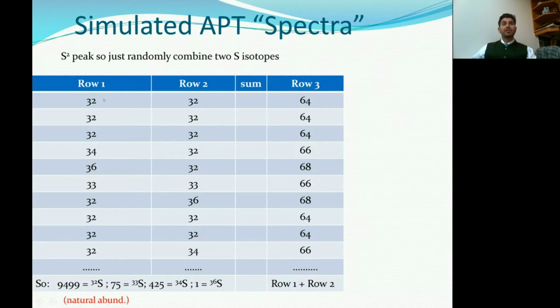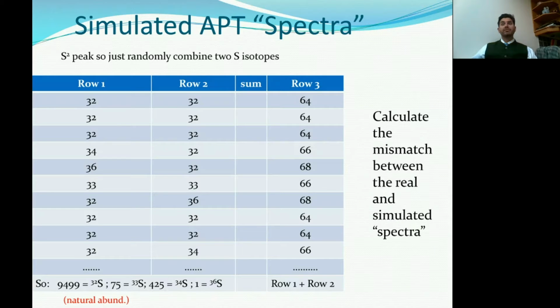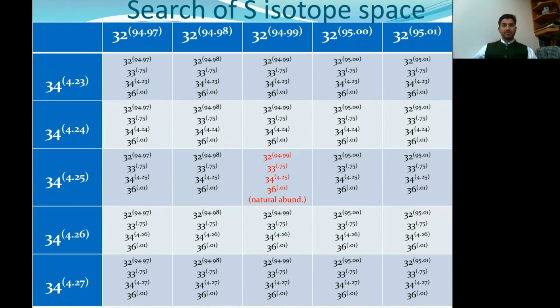So literally just the numbers 32, 33, 34, and 36 in row 1 and row 2, the same isotopic numbers in row 1 and row 2, and we randomly pull from row 1 and row 2, we combine it into row 3, which simulates the random combination of the atoms as they're coming off the tip to form our molecules. So we then have a simulated mass spectrum in row 3 here, and we can compare that to the real mass spectrum. We can calculate a mismatch number for that guess, and then we go to town.